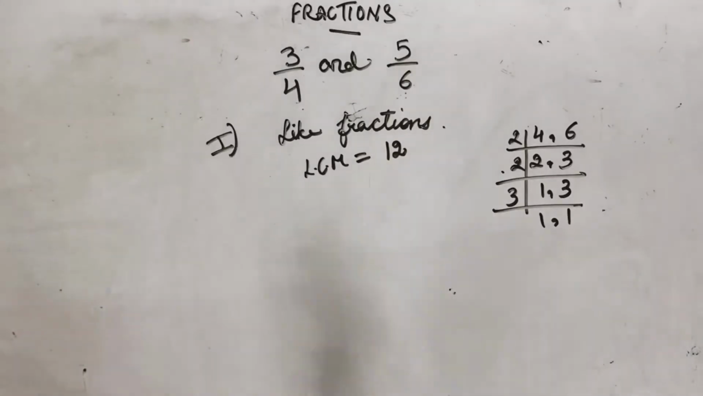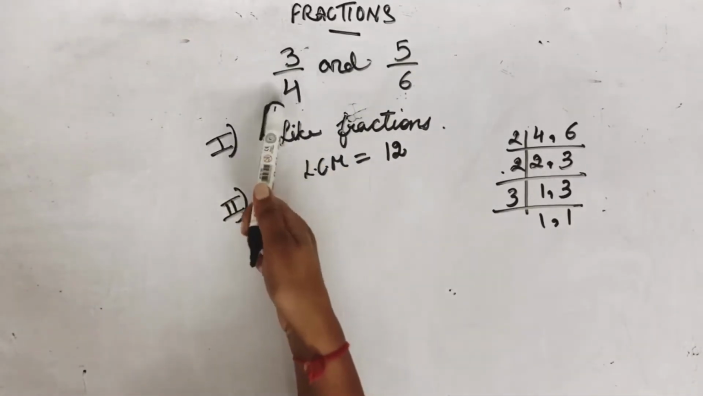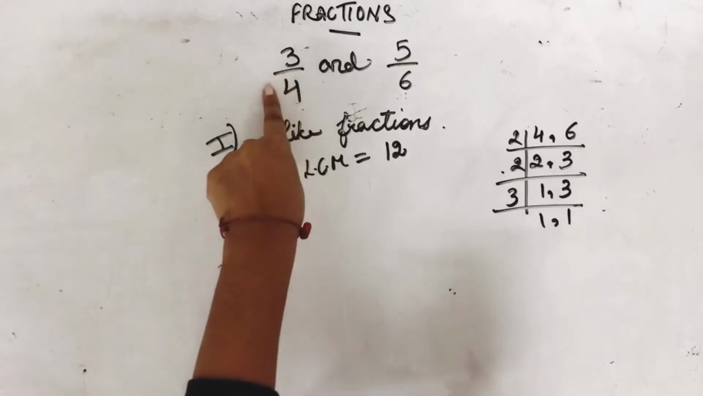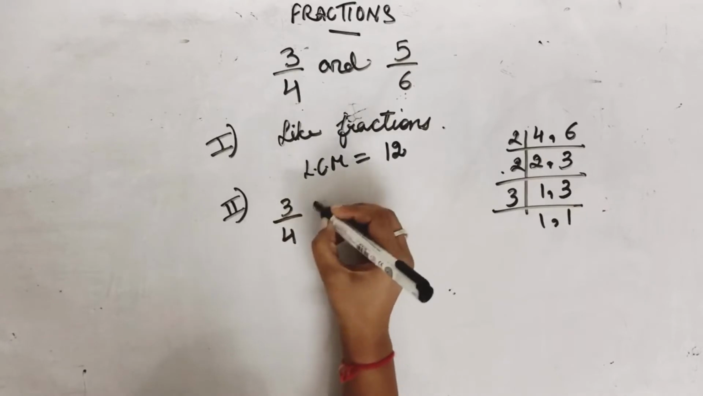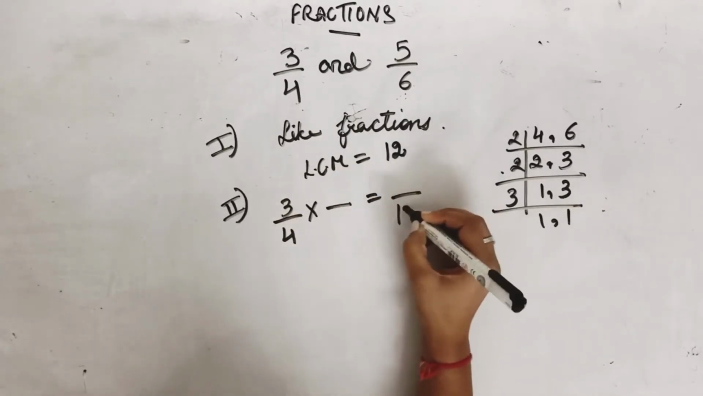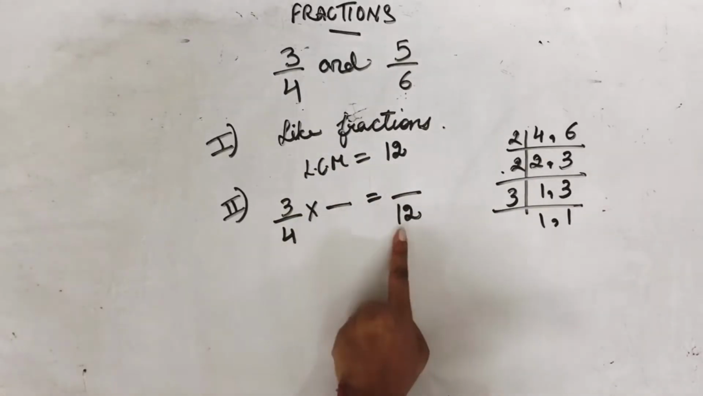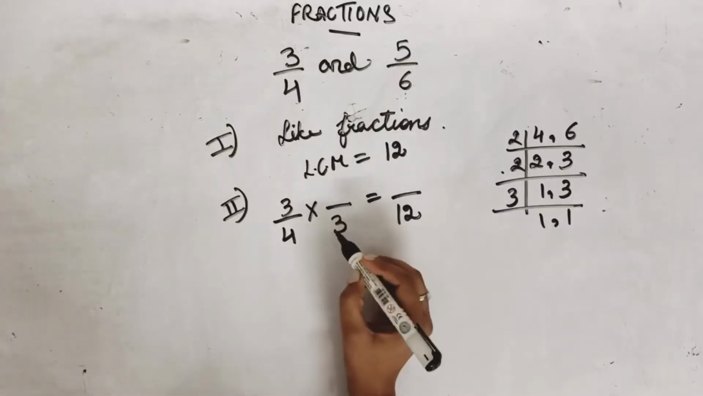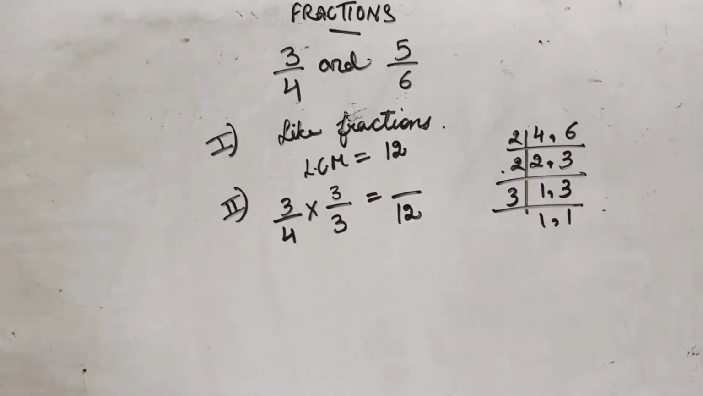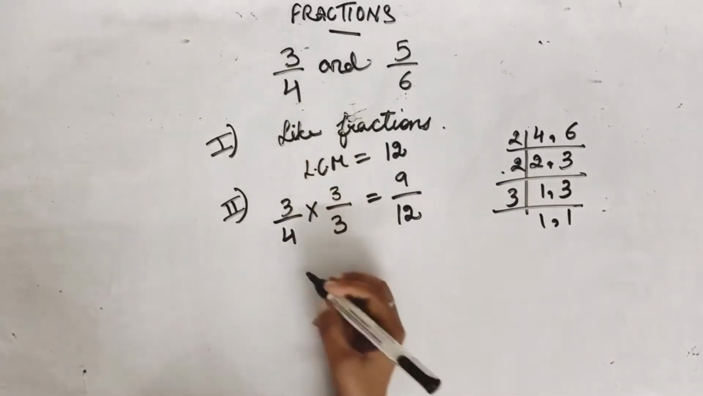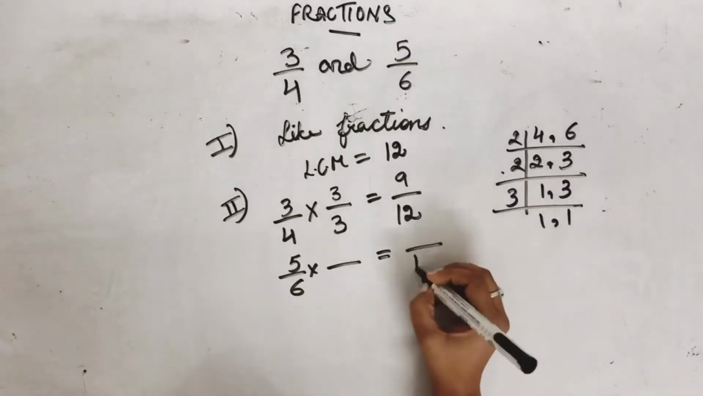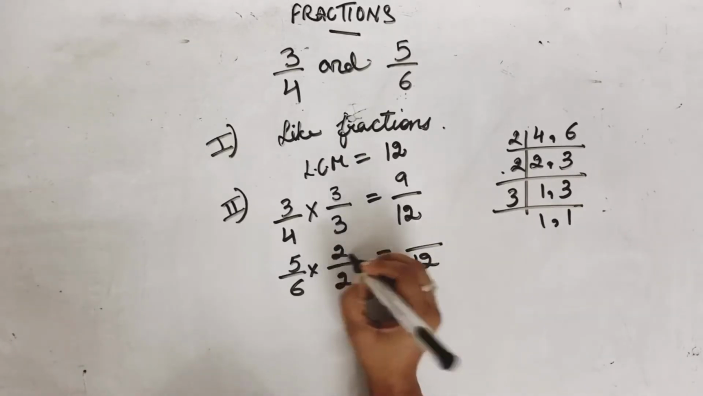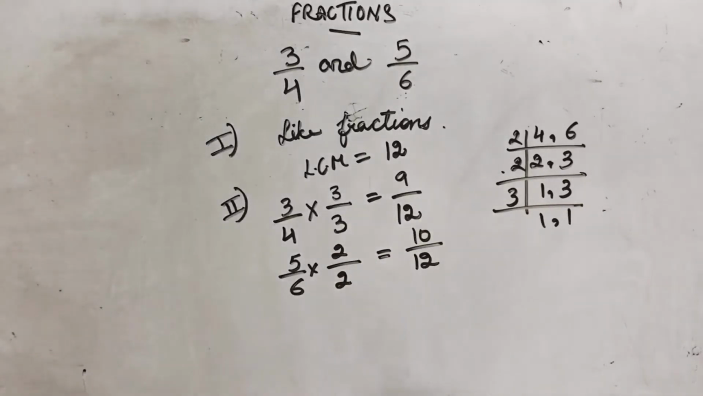So now next step is to convert their denominator from 4 to 12. Now 3 by 4 into, by which number you will multiply 4 to get 12? 3. So by same number you have to multiply the numerator also. So it will be 9 by 12. Same with this fraction also, 5 by 6. By which number you will multiply 6 to get 12? 2. So it will be 10 by 12.